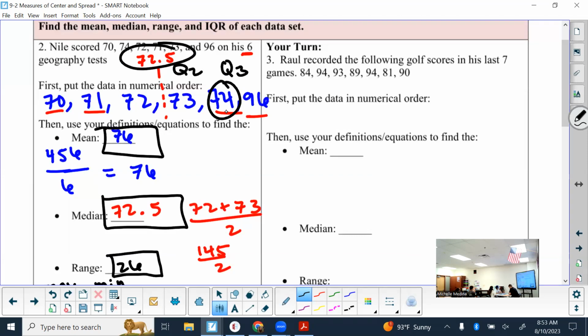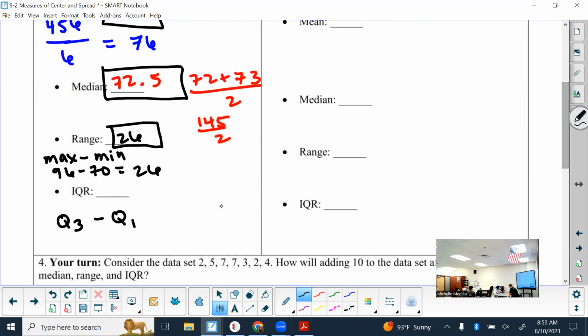Never cross out your actual read. All right, then Parker, what's my Q1? Okay, that's what I said. So yeah, then when we subtract them, my Q3 was 74, my Q1 was 71. What's my IQR? 3.